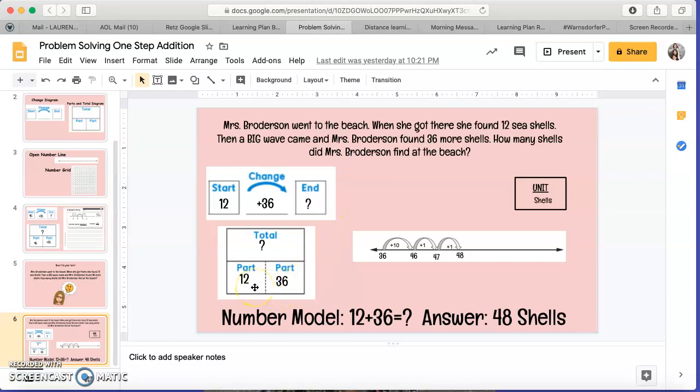So my two parts, 12 and 36. My number model is 12 plus 36 equals question mark. And I'm going to start with 36 because it's a lot easier to start with the bigger number. And I'm going to add 10 for 46, 1 and another 1, and that's 10, 11, 12. So 36 plus 12 is 48. So my answer is 48 shells.